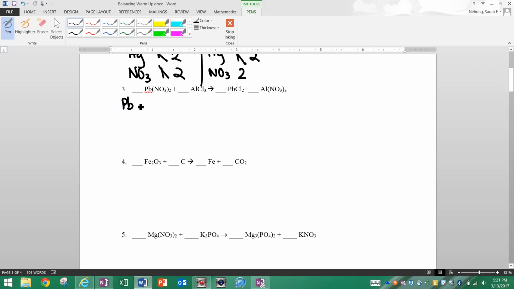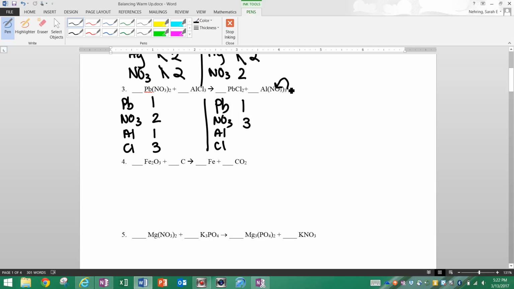I've got lead, I've got nitrate, I've got aluminum, I've got chloride on both sides. So I'm going to go through and I'm going to count. I've got 1 lead, I've got 2 nitrates, 1 aluminum, 3 chlorides. I've got 1 lead, 3 nitrates, and that applies to whatever's inside the parentheses. I've got 1 aluminum, and I've got 2 chlorides. So I'm going to pick something to balance. Let's start with the chlorines.